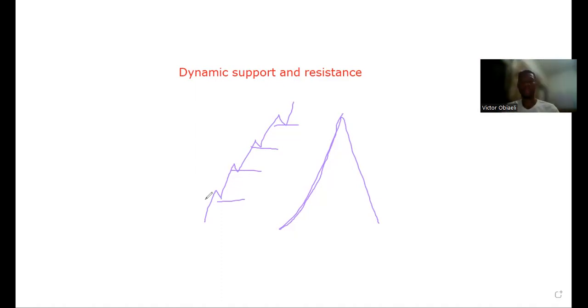Now, the dynamic support and resistance regions are mostly used for picking out key level areas where the market is likely to reverse. And like I said in our previous videos, the first one is the trend lines, which I talked about in our previous video. The second one is the moving average.